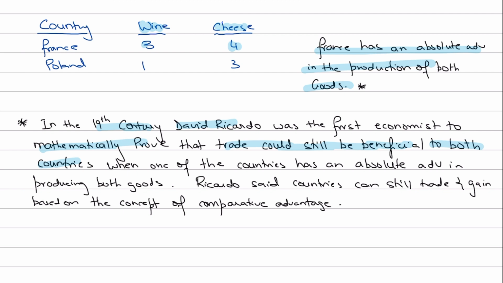And his theory was that despite the fact that France has an absolute advantage in both the goods, France only has a comparative advantage in one of the goods. And he gave the theory of comparative advantage, and he said that countries can still trade and gain based on the concept of comparative advantage, which means that a country would have a comparative advantage if it can produce a good at a lower opportunity cost.